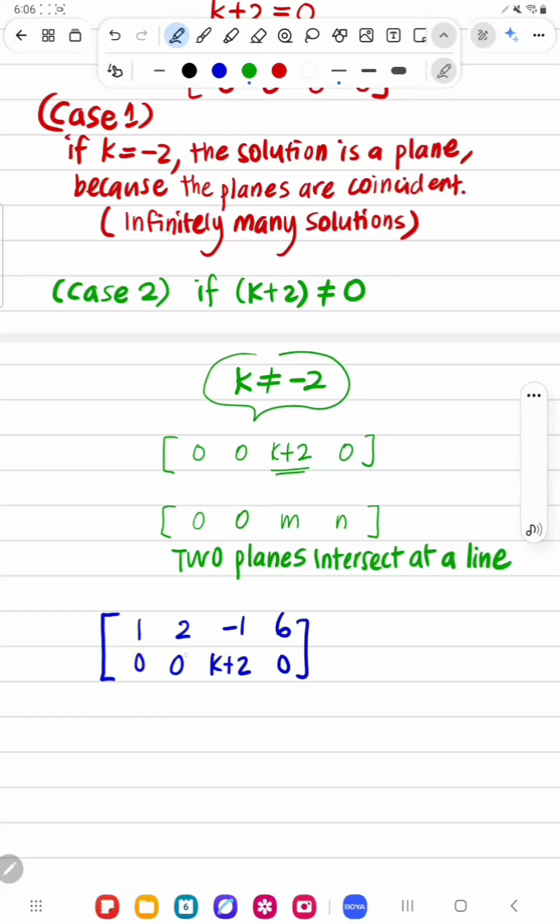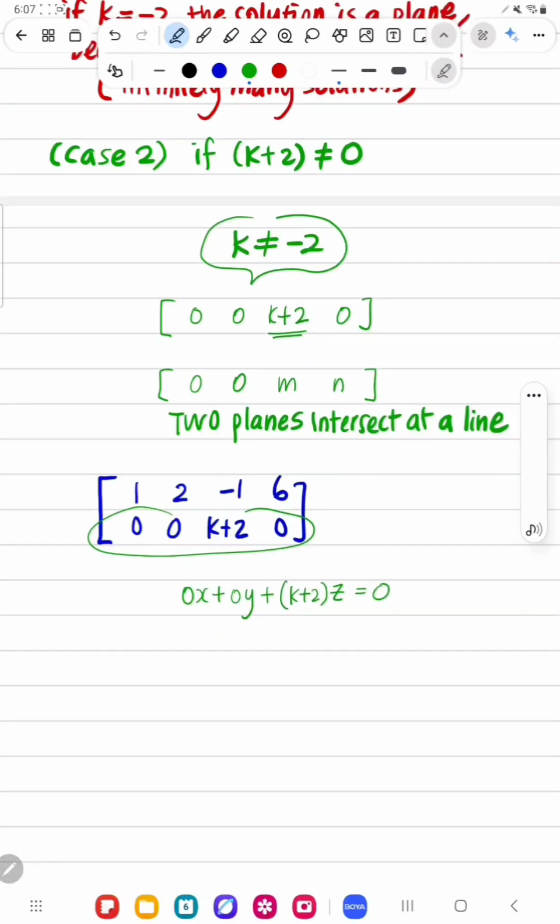Look at the second row. The equation is 0x plus 0y plus k plus 2z equal 0. No matter what value k takes except minus 2, the z coordinate is always 0. I repeat, knowing that k plus 2 is not 0, z is always 0.